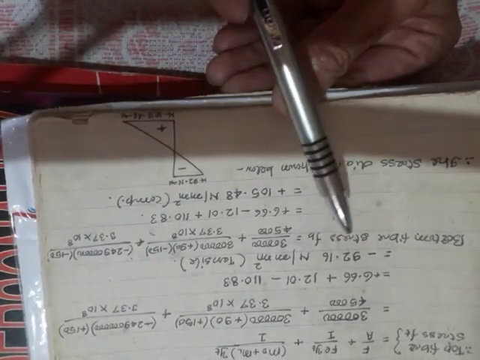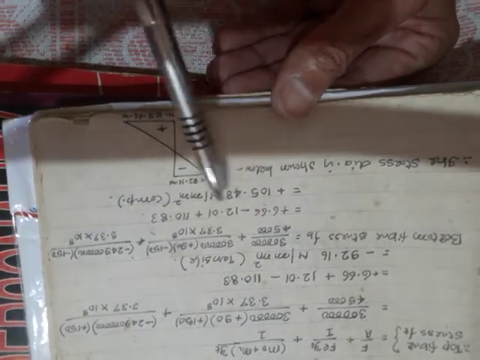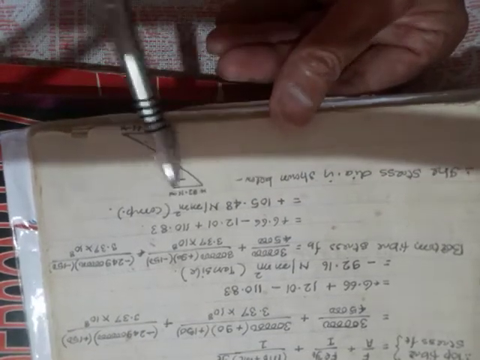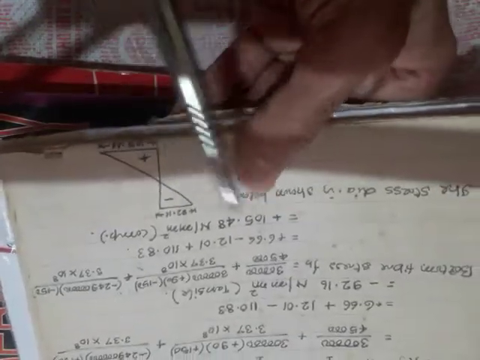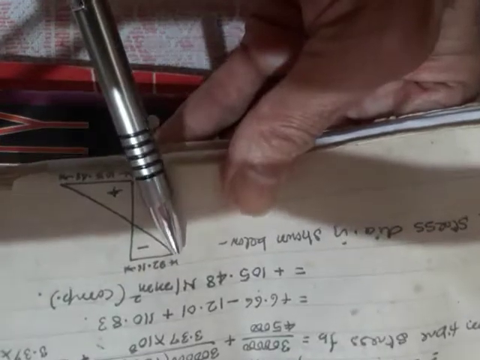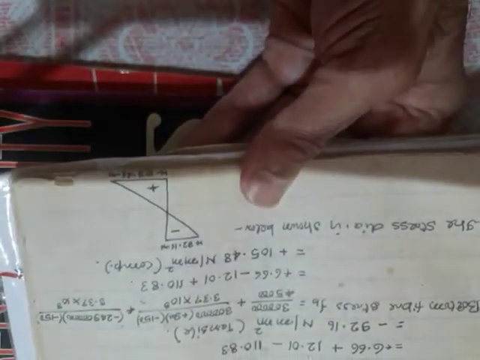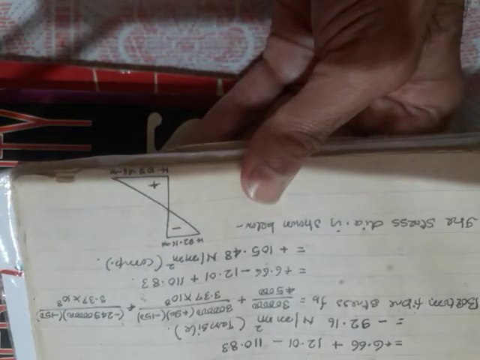Now here you have got the FT value, and here you have got the FB value. I think you can easily draw the stress distribution diagram. FT is minus 92.16, and FB is plus 105 point something. So you can draw the stress distribution something like this. That is how you can solve this problem. Thank you very much.